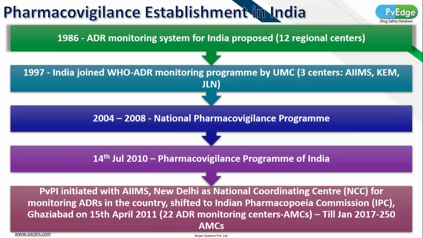And till January 2017, there were around 250 AMCs actually, the ADR monitoring centers established throughout India. There are several zonals, and we will come to that slide also, how the operations actually work and how the coordination between the AMCs and the NCC PvPI works. So we will just come on that.